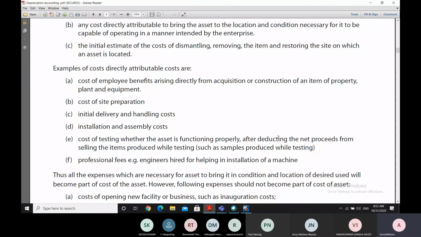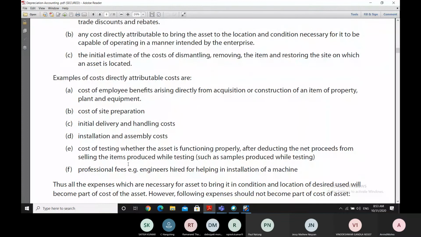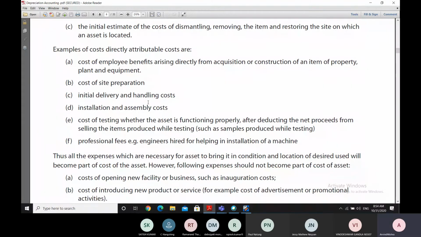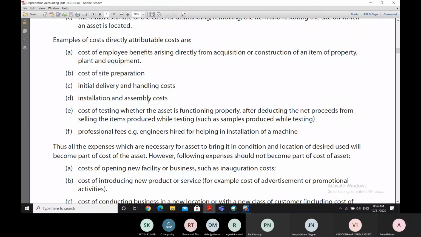And then of course the professional fees that engineers who are hired for helping in the installation of the machine, they will be paid some professional fees. So that is also a cost which is directly attributable to bring the asset to the location and the condition necessary. So therefore, all these are the costs which are directly attributable costs.